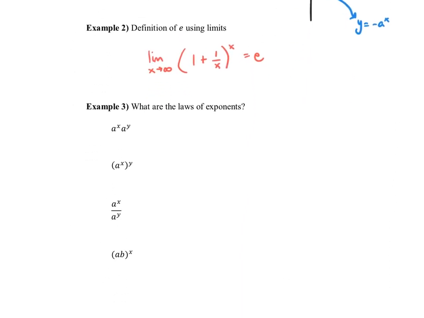All right, some laws of exponents. In this case, if you have a to the x times a to the y, you have a to the power of x plus y. A to the x to the y is a power to a power, and so you multiply the powers. A to the x divided by a to the y, you subtract the powers, and then you can distribute the powers, in this case, a to the x and b to the x. All right, we're going to go on to the next page.